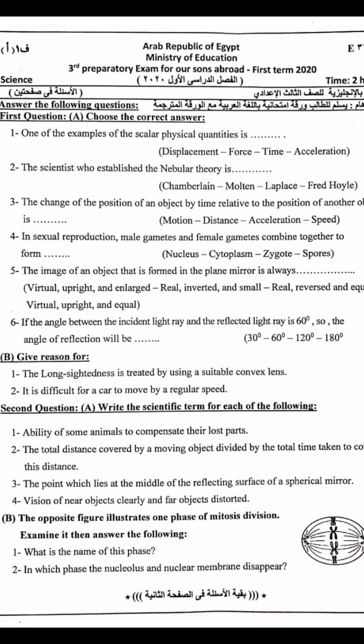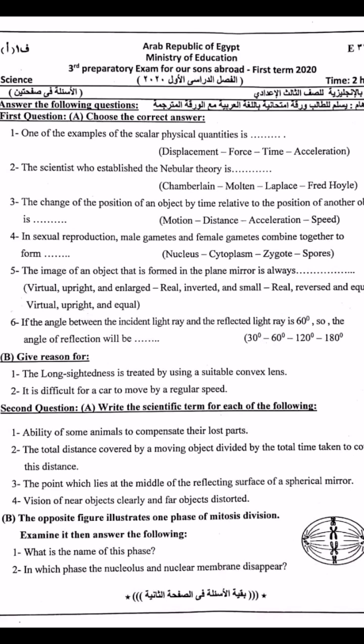Number 3, the point which lies at the middle of the reflecting surface of a spherical mirror. The answer is pole of the mirror. Number 4, vision of near objects clearly and far objects distorted. The answer is short-sightedness or short sight.